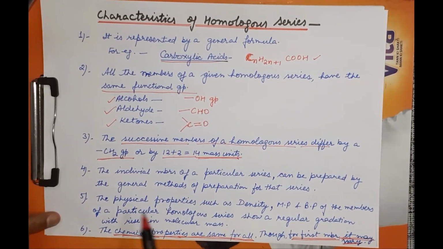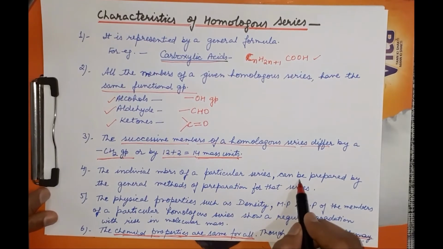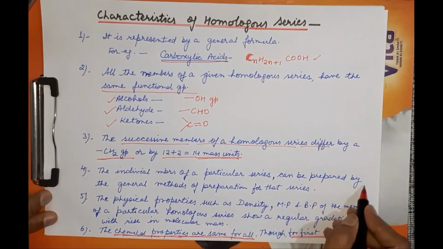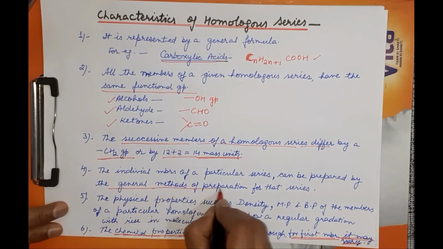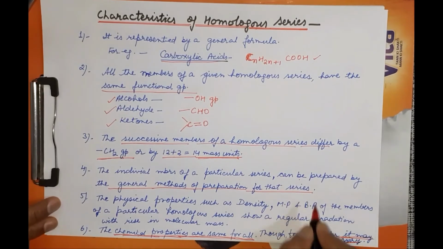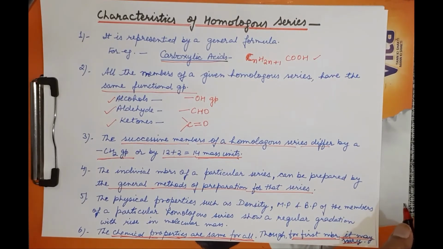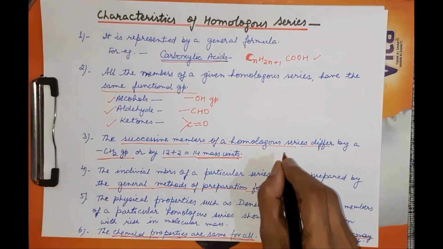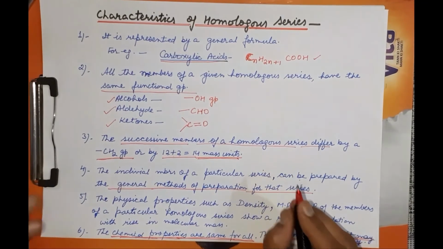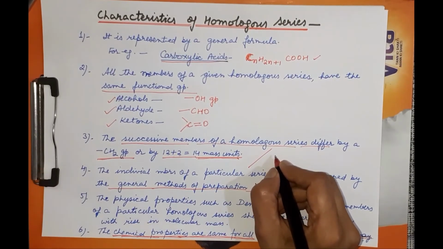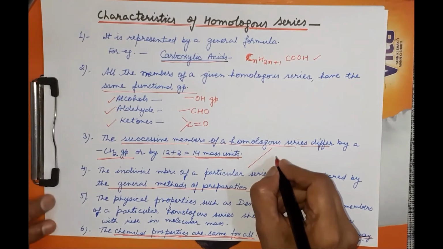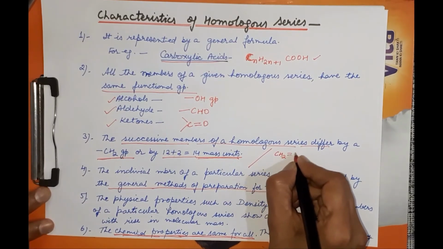Next, the individual members of a particular series can be prepared by the general methods of preparation for that series. That means all the members of a particular homologous series can be prepared by the same method of preparation. Let us consider the example of alkanes. There is one method of preparation of alkane; for ethane, if we discuss, ethane is prepared like this.